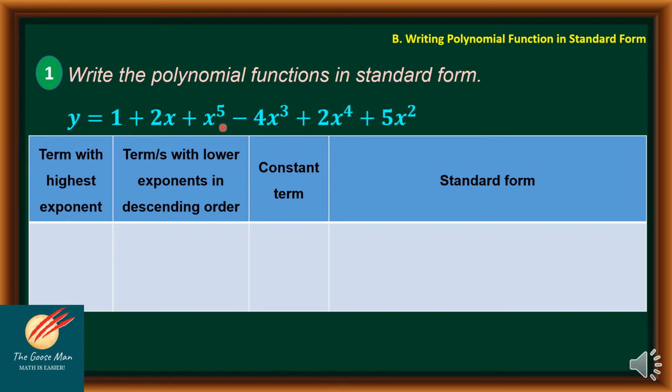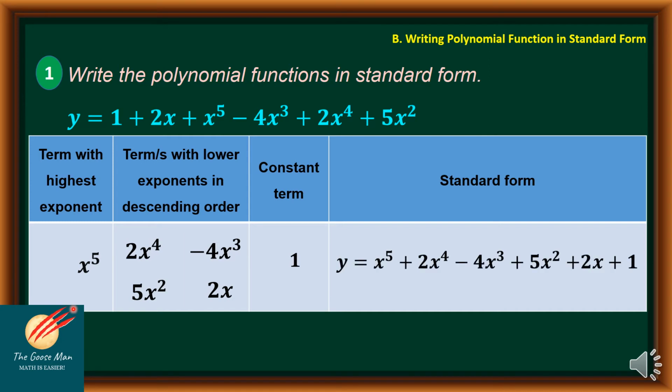If we look at the polynomial, x to the 5th power is the term with the highest exponent, while the terms with lower exponents in descending order are the following: 2x to the 4th power, then negative 4x cubed, then 5x squared, and finally 2x, while the constant term is equal to 1. Now, if we rewrite this into standard form, we have y is equal to x to the 5th power plus 2x to the 4th power minus 4x cubed plus 5x squared plus 2x plus 1.